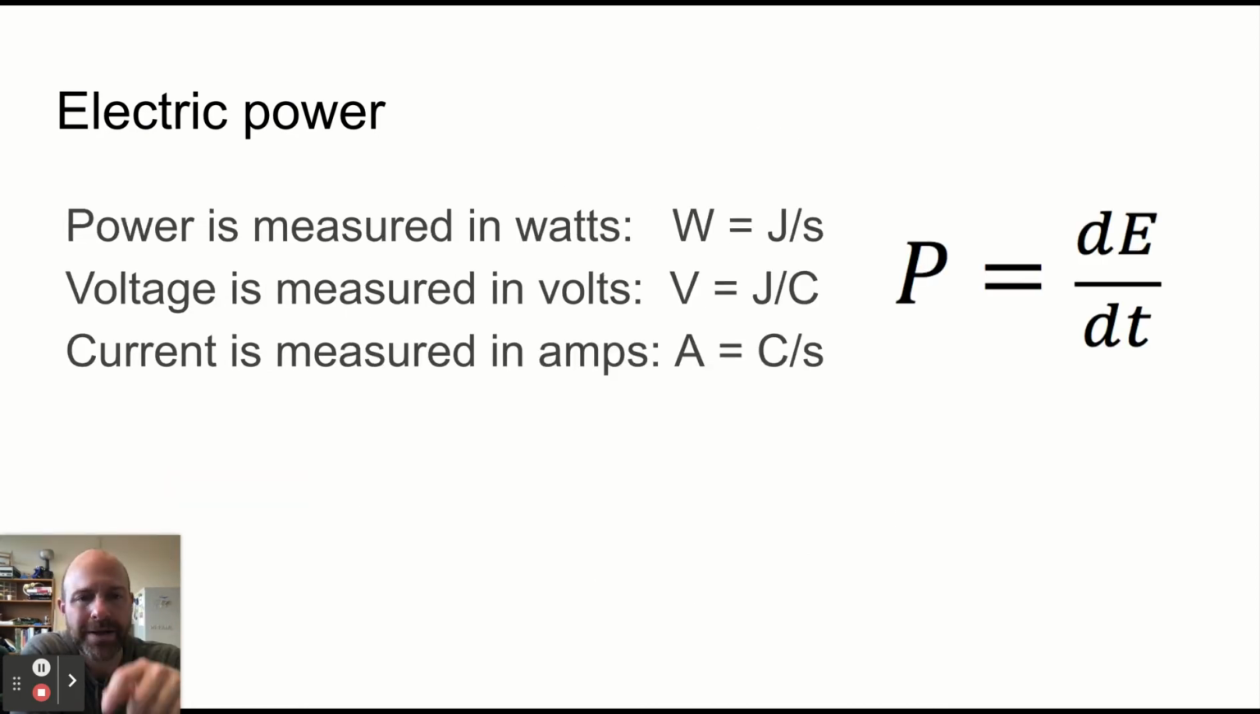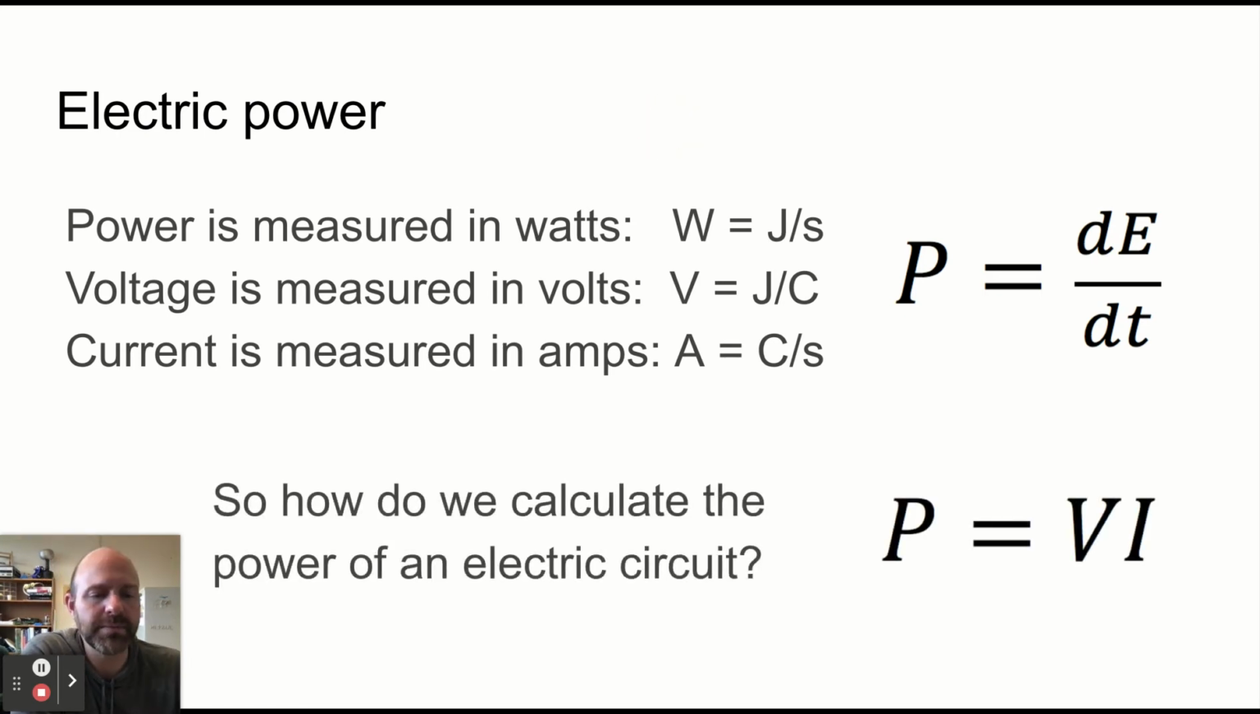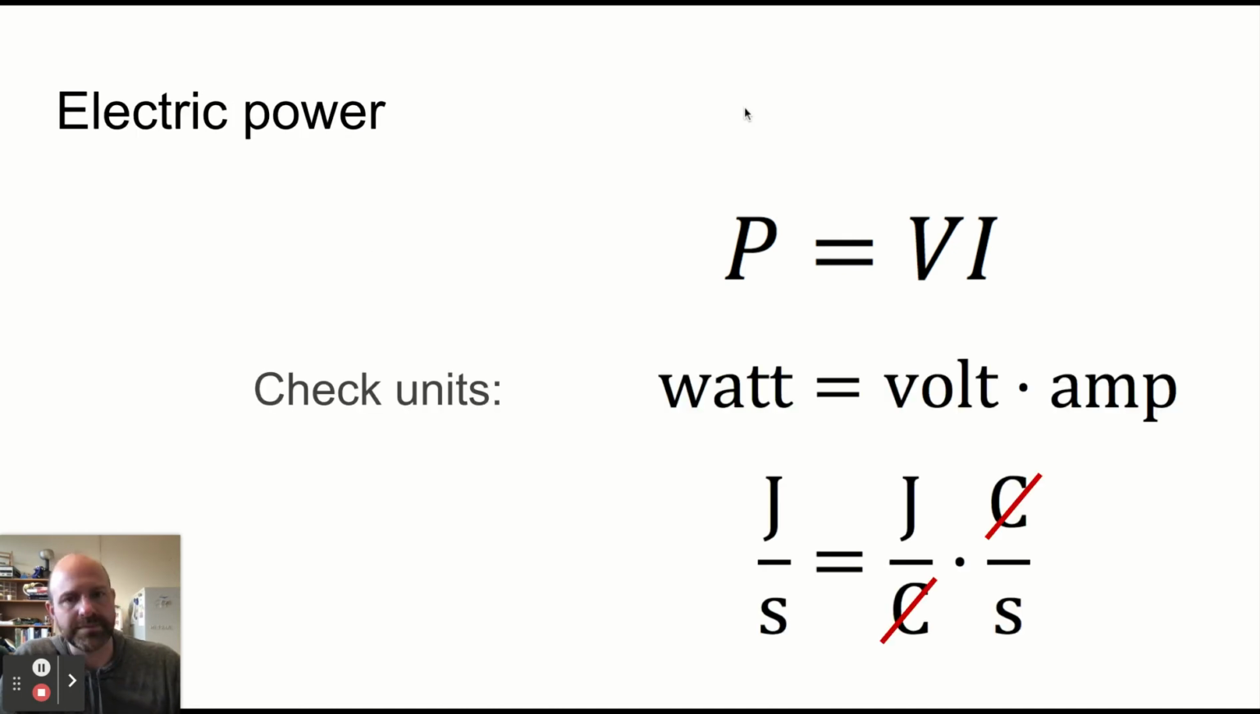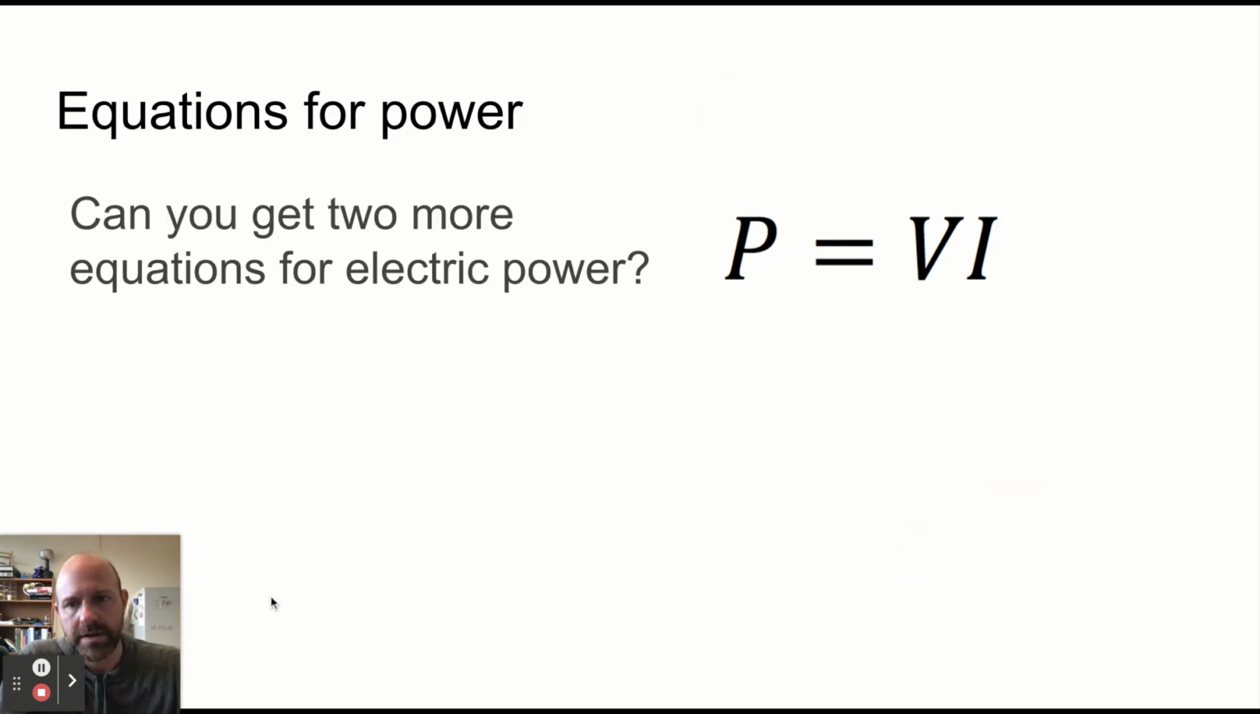Power is measured in watts, joules per second. But we also know that voltage is measured in joules per coulomb and current is measured in coulombs per second. So if we want to find the power of an individual element in an electric circuit or a whole circuit, we're really taking the current times the voltage, joules per coulomb times coulombs per second. You can check out those units, and we see that we get joules per second, which is the watt, which is the amount of energy per second, or power, that we're dealing with.